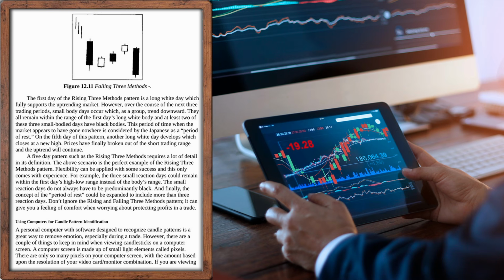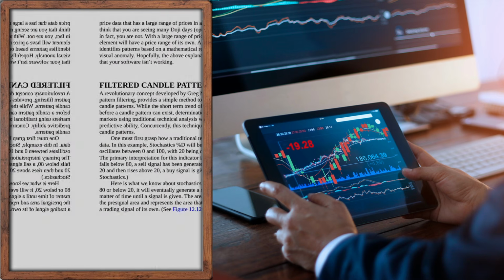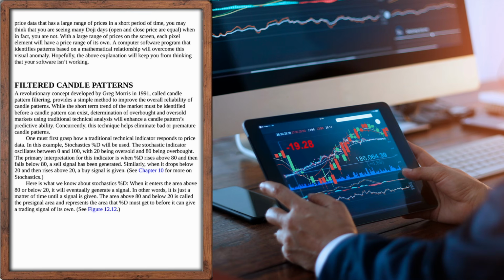Using computers for candle pattern identification. A personal computer with software designed to recognize candle patterns is a great way to remove emotion, especially during a trade. However, there are a couple of things to keep in mind when viewing candlesticks on a computer screen. A computer screen is made up of small light elements called pixels. There are only so many pixels on your computer screen, with the amount based upon the resolution of your video card/monitor combination.